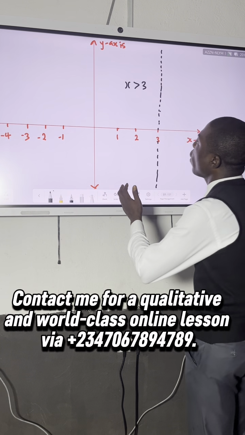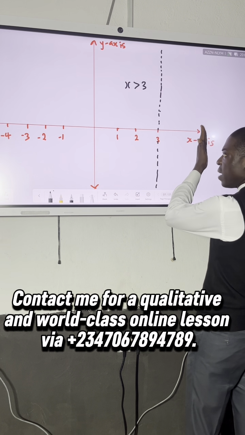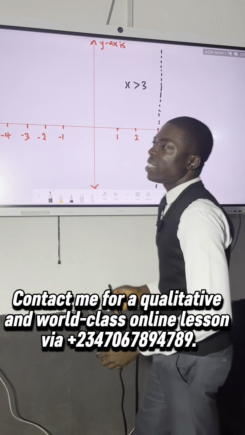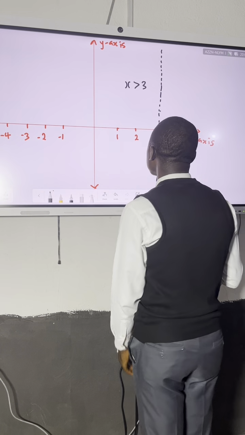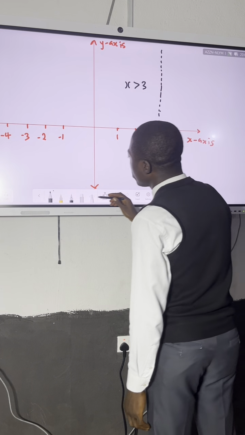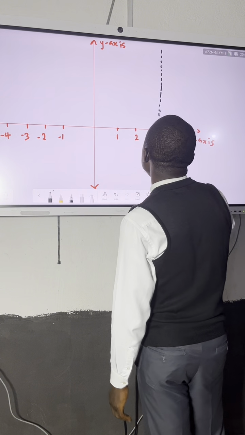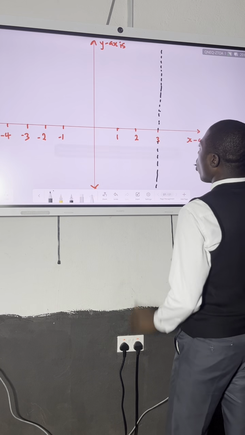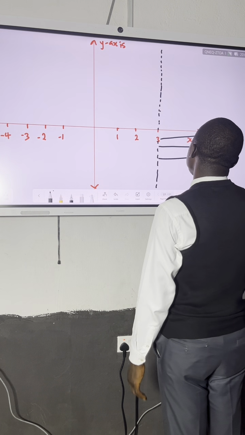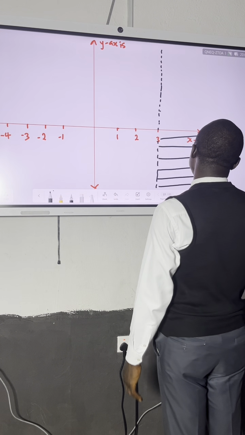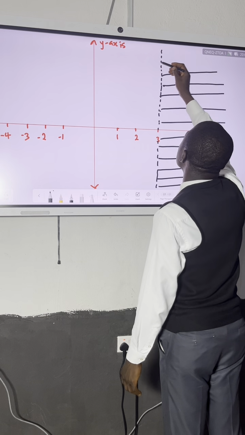Now, if you check very well, after 1, we have 2, we have 3. After 3, you have 4, you have 5, and all of that. So x is greater than 3 means all the numbers that are bigger than 3. If we want to show this region, the region that shows x is greater than 3 is towards this side, so we shade towards this side. All these numbers towards this side are greater than 3.